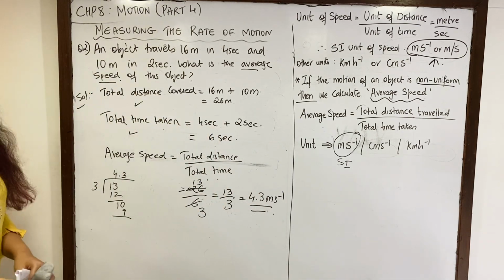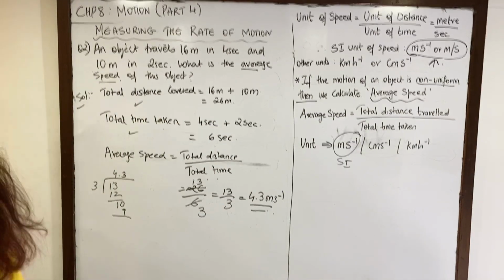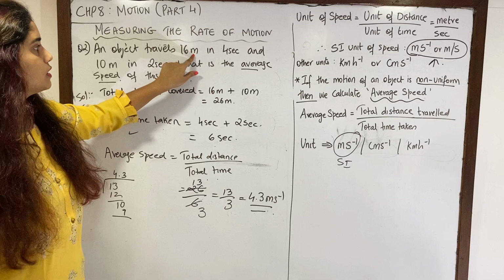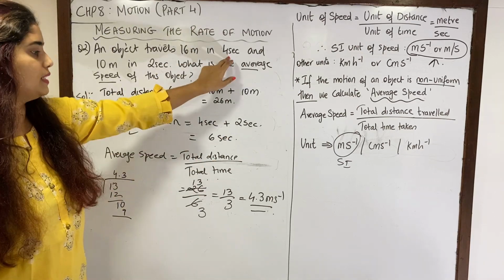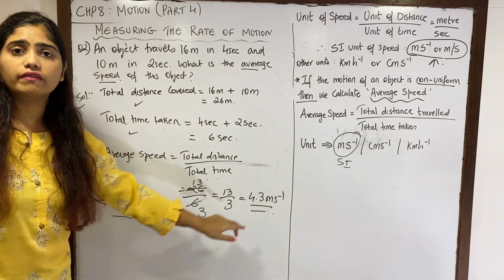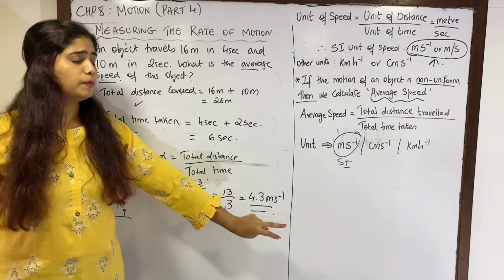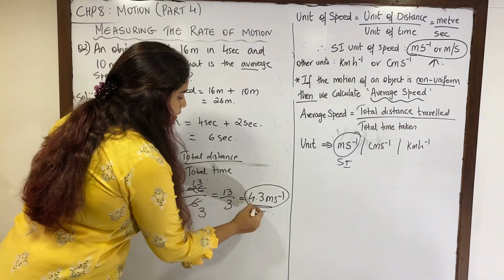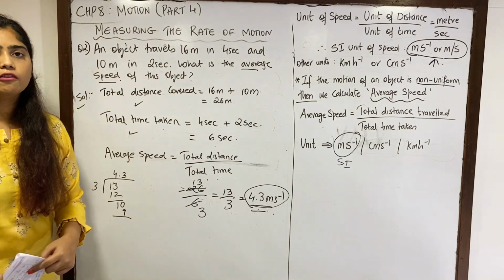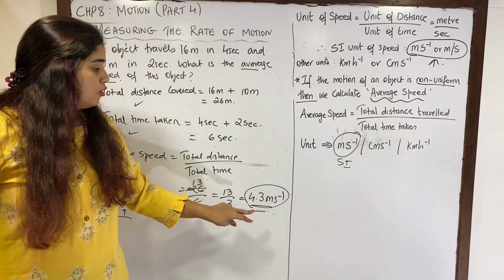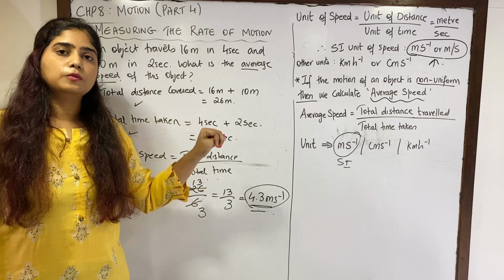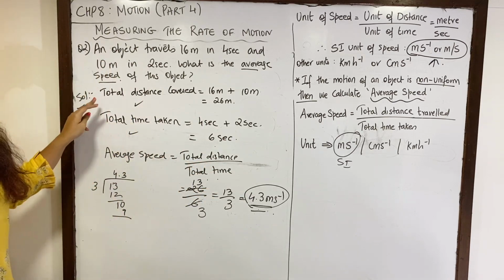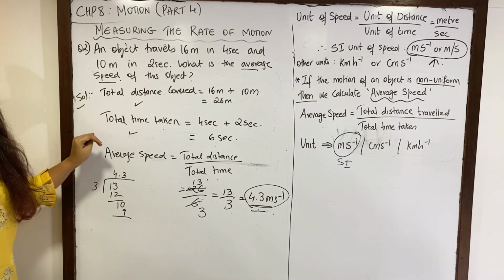Now why meters per second over here? Because the unit of distance is meter and the unit of time is second. So now here the unit of average speed is going to be meter per second. So by this you mean to say that this particular object is traveling with the speed of 4.3 meters per second to cover this particular total distance in this particular total time.